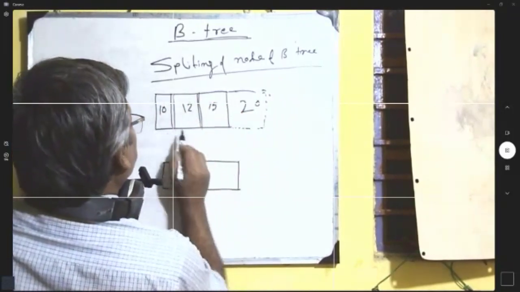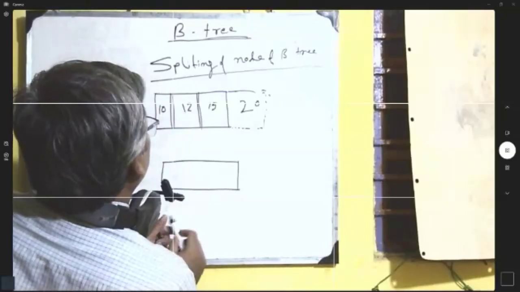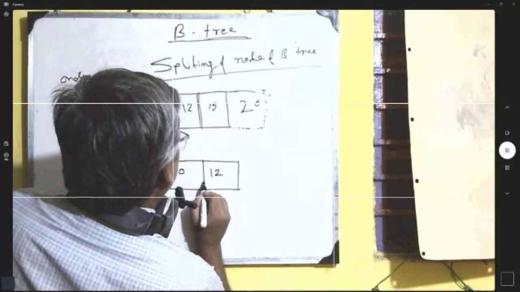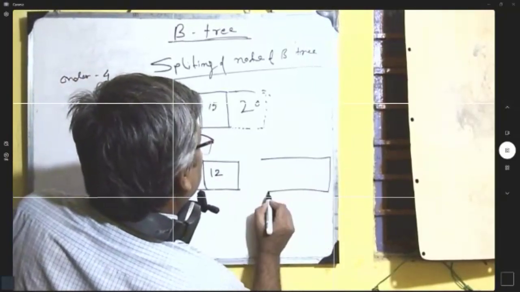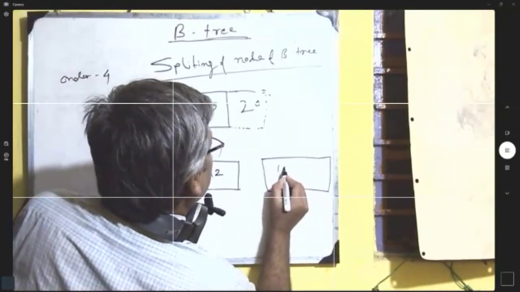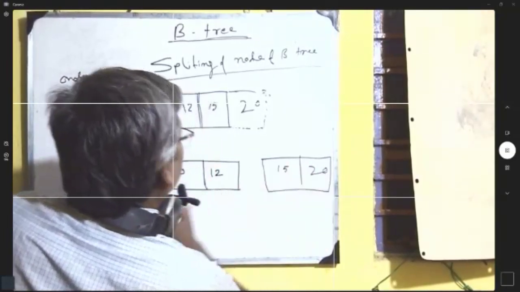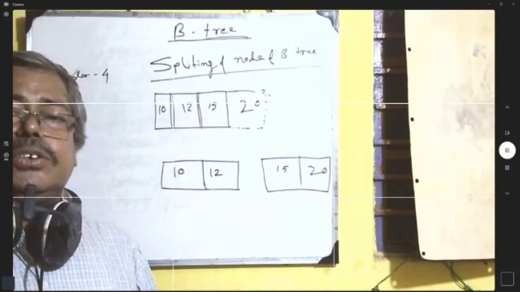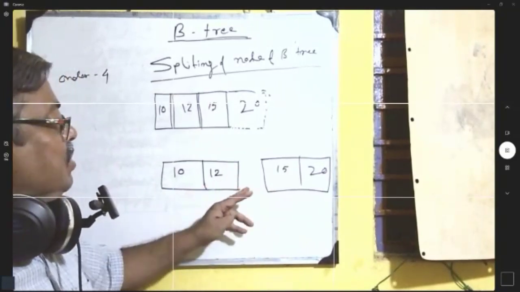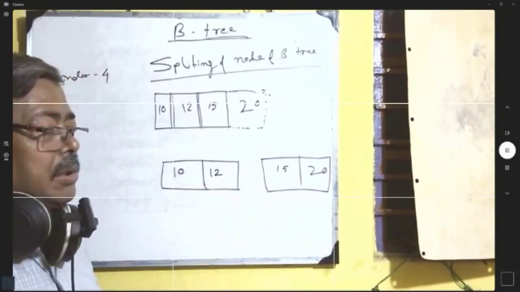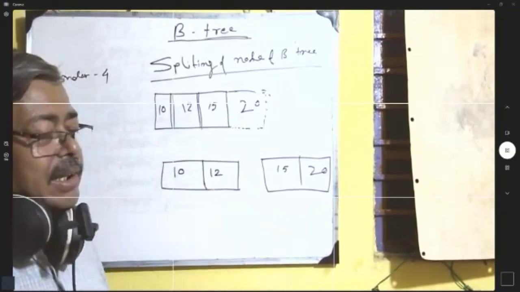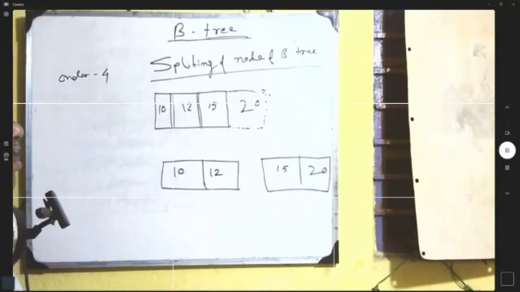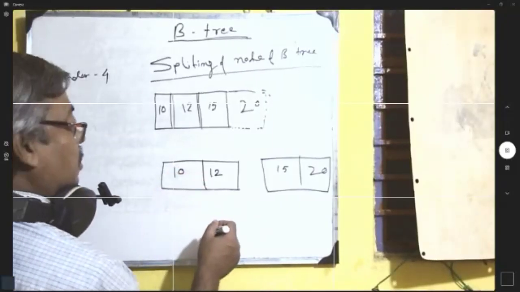After splitting, two node groups are there. One is 10, 12, another group is 15, 20. After splitting, two groups are already originated, but there are some middle nodes. If there are 5 keys, I can identify one middle node, but with an even number of keys we can't identify a single middle node, but we have to identify the middle node.